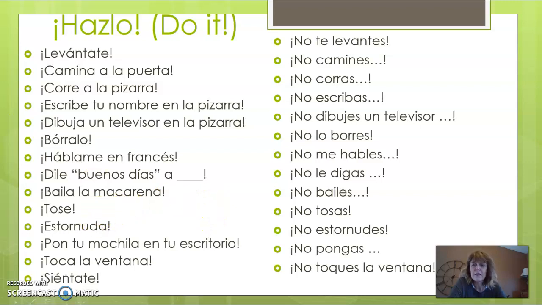And then the last one, notice the bookend was levántate, siéntate. Look what happens. No te levantes. No te sientes.